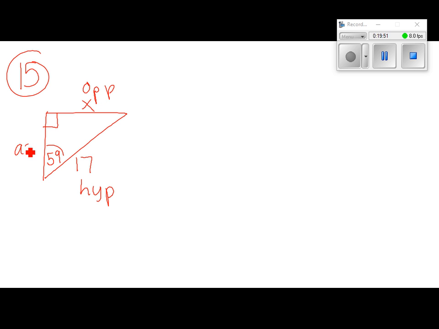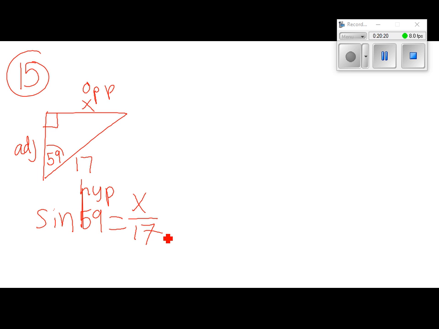I believe it's sine. Oh, we finally got one that wasn't an angle, didn't we? So look at what she has set up. Sine 59 equals x over 17.